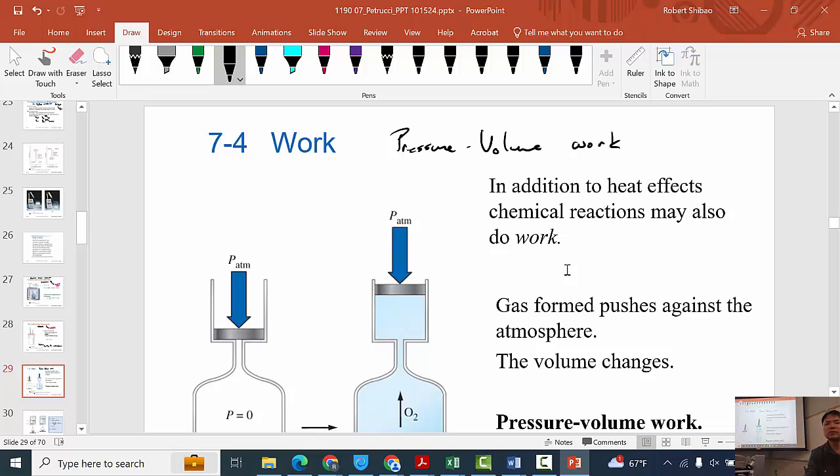Pressure volume work is required to maintain constant pressure for reactions or processes that generate or consume gases.